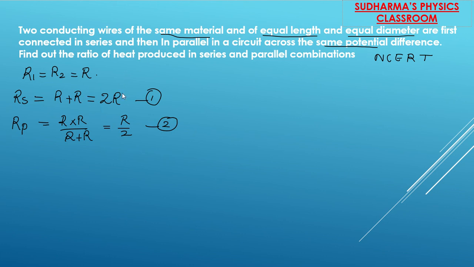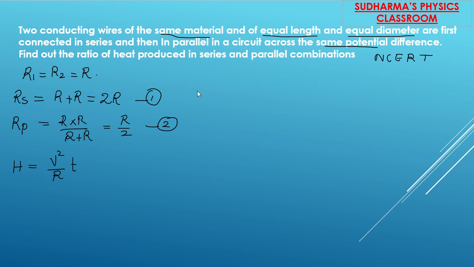Now, we have to find out the heat produced in series and parallel combination. They have the same potential difference. So I can go with the formula H is equal to V square by R into T, that is P into T, power into time. I'm going with this formula because they have the same potential difference. If I go with the formula I square RT, I will have to check what happens to the current when the resistance is 2R, and what the current will be when the resistance is R by 2.